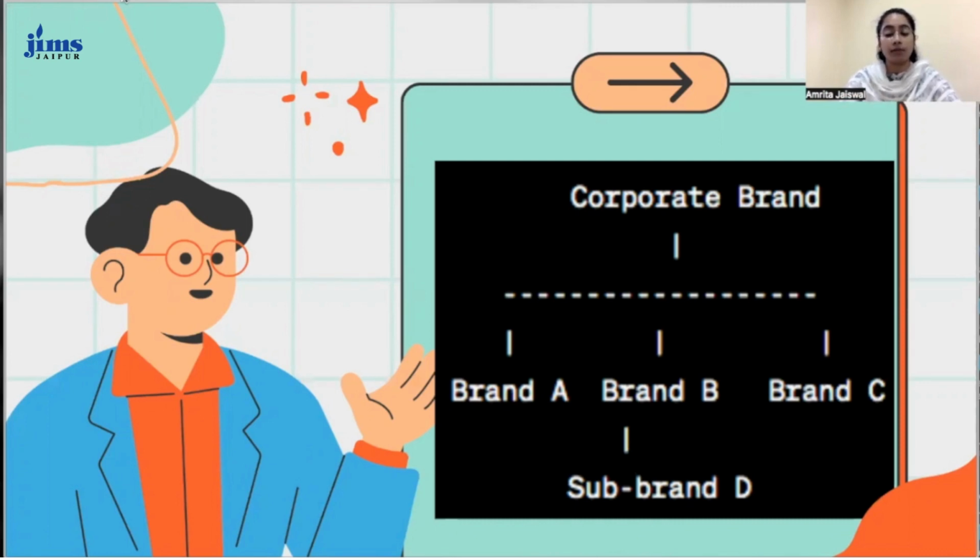Just like in a family tree, the relationship between the brands is important. For example, if Brand A is known for its high-end luxury products, Brand B is known for its budget-friendly options. It is very important to make these things clear in the minds of the consumers, because this establishes the reputation of the company. If the company clearly communicates the relationship between these brands, for example, Brand A is the luxury arm of the company, whereas Brand B is for budget-conscious consumers, it helps consumers make informed decisions and build brand loyalty.